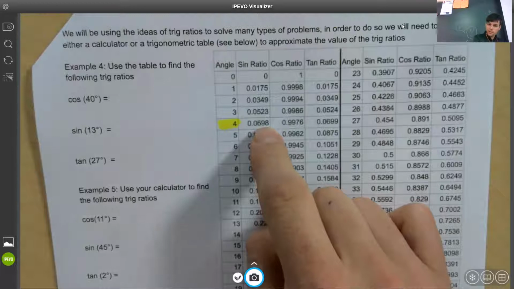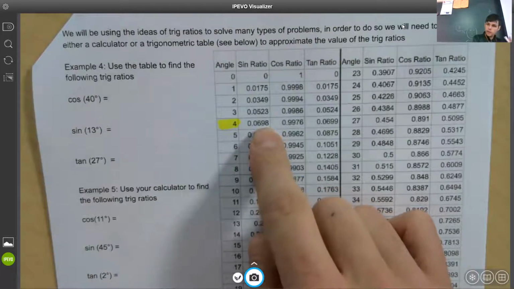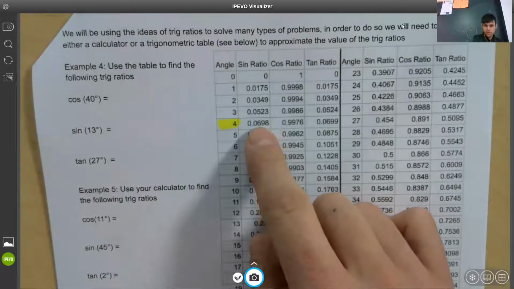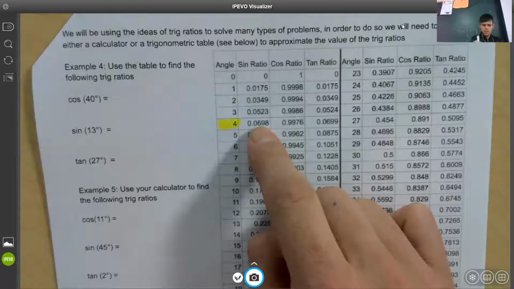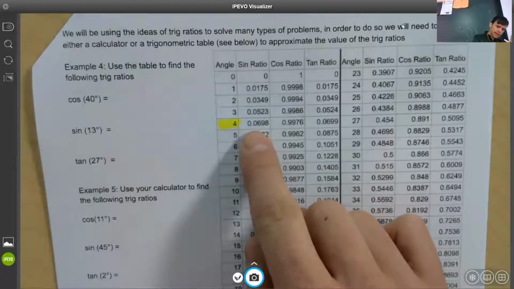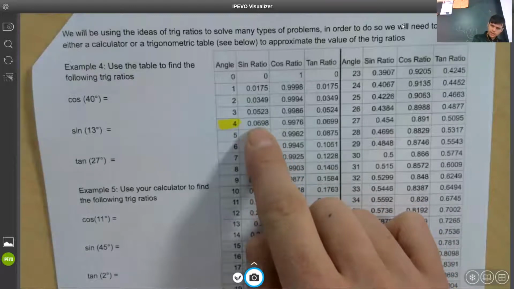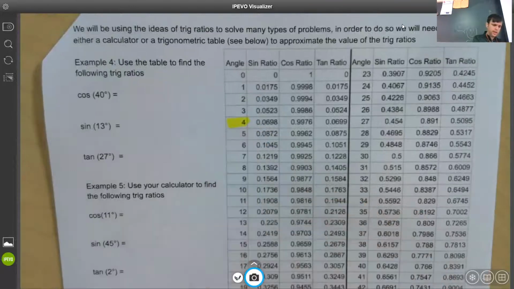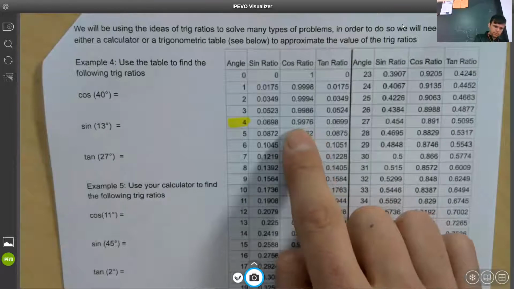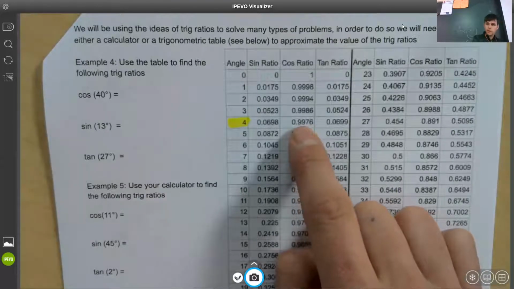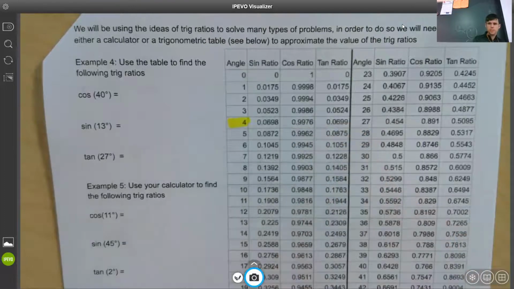The opposite side divided by the hypotenuse will be roughly equivalent to this decimal value, 0.0698. All of these are rounded to 4 decimal places. Otherwise, they may go on much longer than that. But that is the ratio of the opposite side divided by the hypotenuse whenever we have a 4 degree angle. The cosine value here is 0.9976. So the ratio of the adjacent divided by the hypotenuse would be roughly equivalent to that. And then this is the tangent ratio.